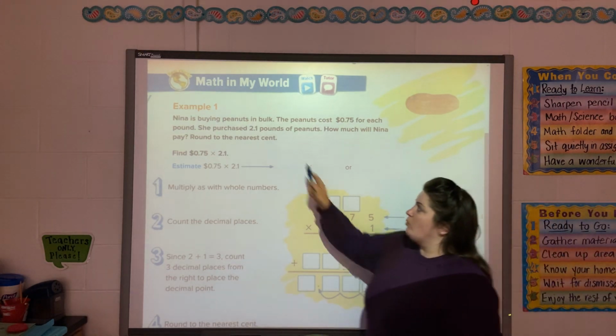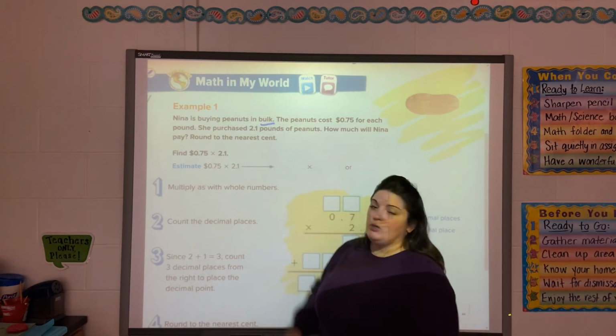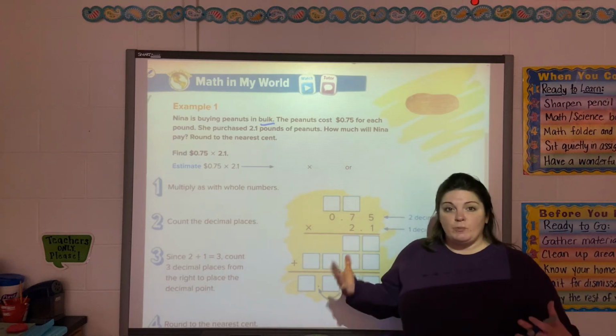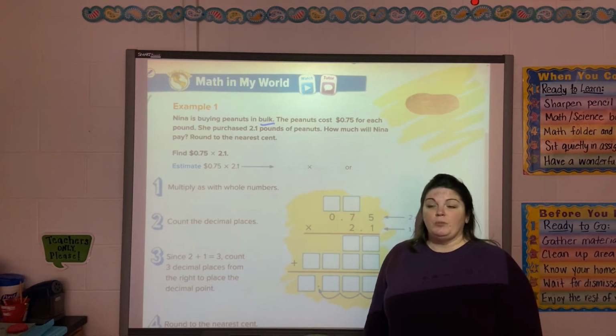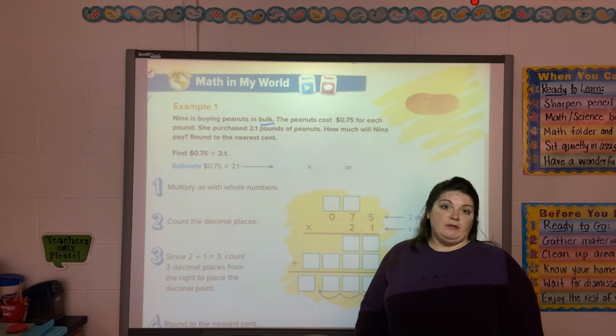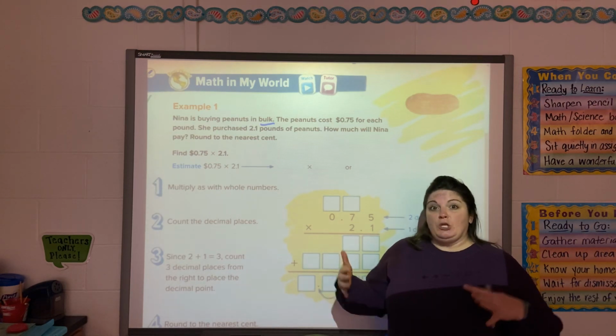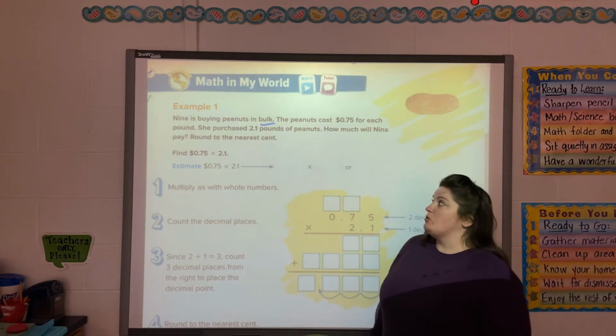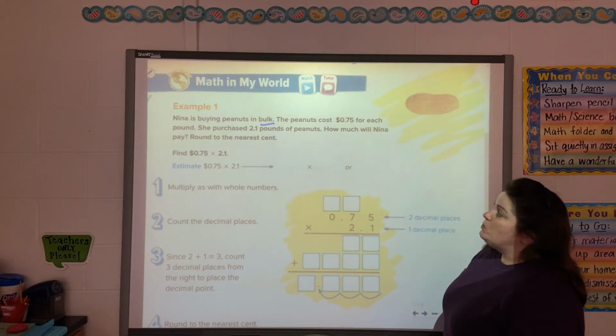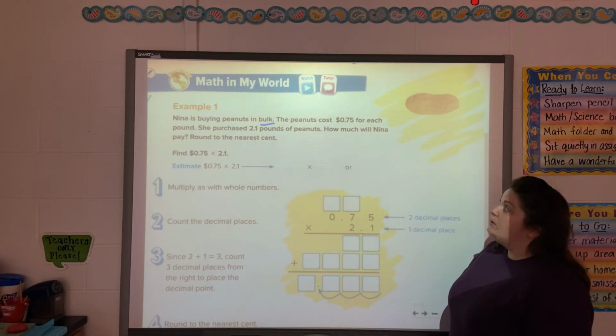I want to talk about the word bulk. In case you don't know what that means, it just means in a large amount. So if you go to a Costco or a BJ's, instead of 6 rolls of toilet paper, you can get 30 rolls of toilet paper all at once. So that's what bulk means. So she's buying peanuts in bulk.